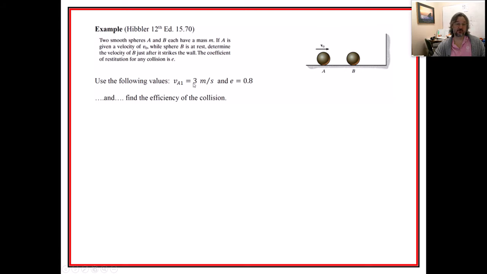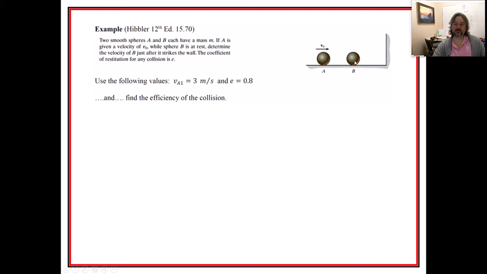So I use the following values. I have 3 meters per second and a coefficient of restitution between everything of 0.8, right? And then I also want to find the efficiency of the collision, or maybe even the collisions. If I can, I'll make this video a little longer. So this is actually a long problem.